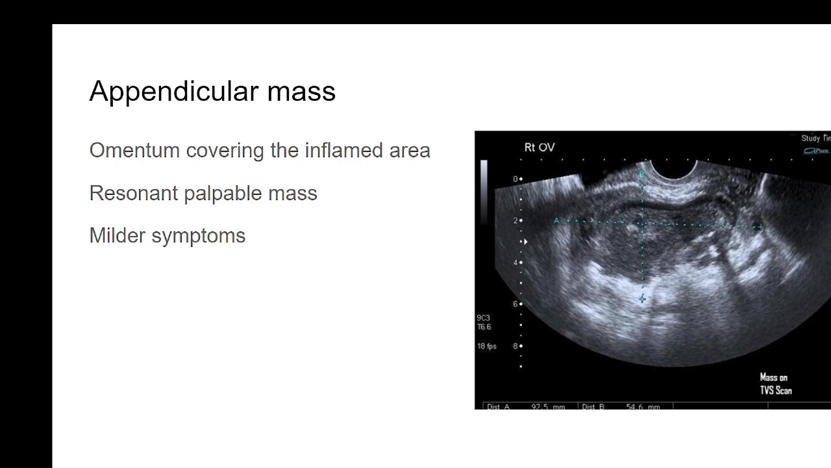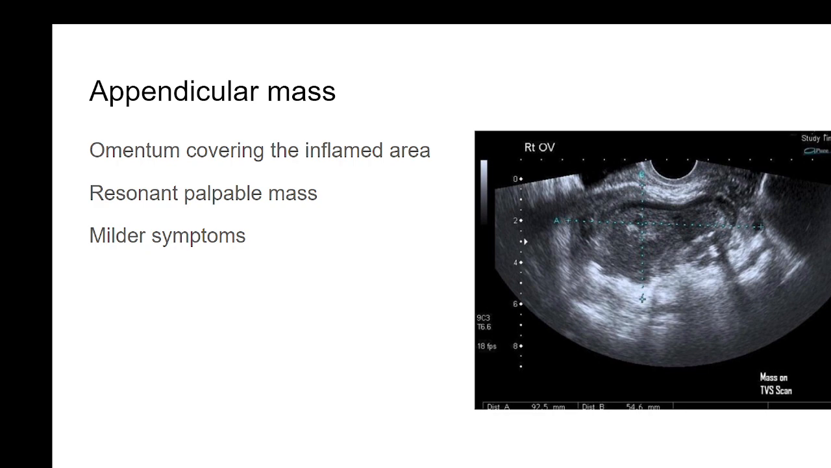And the clinical signs of the mass formed would be, after the acute episode of appendicitis, the patient may have a palpable mass in the right iliac area which is soft and is resonant on percussion. That's the important thing. The sign of resonance on percussion is an important issue.